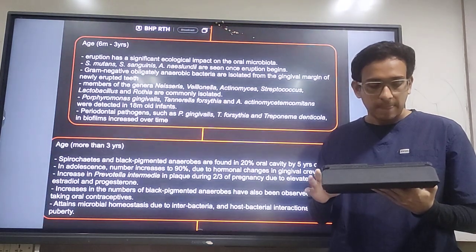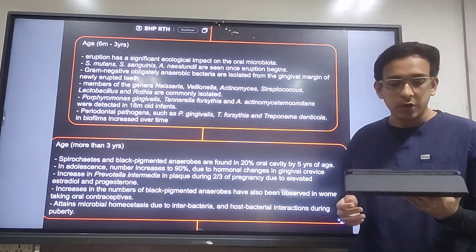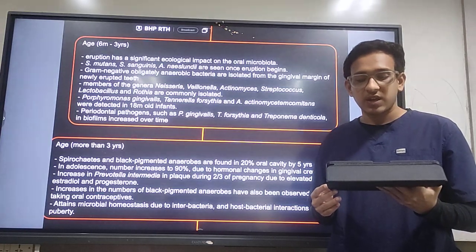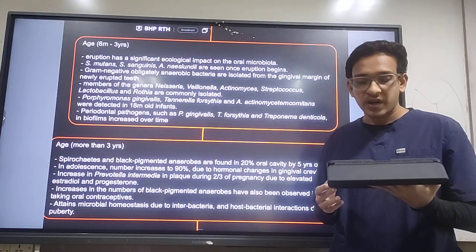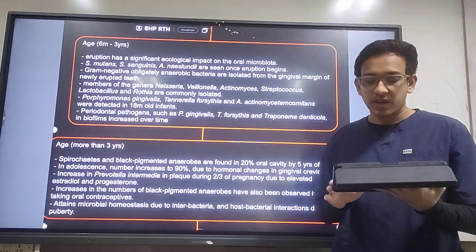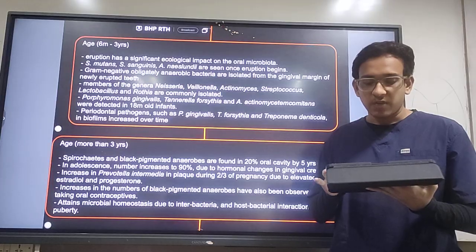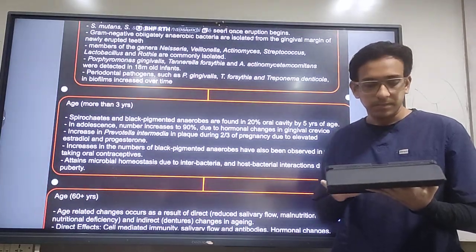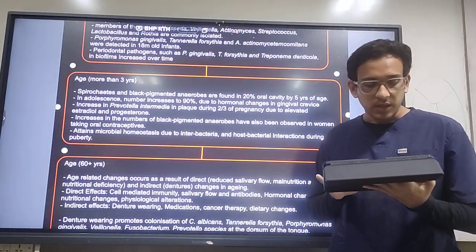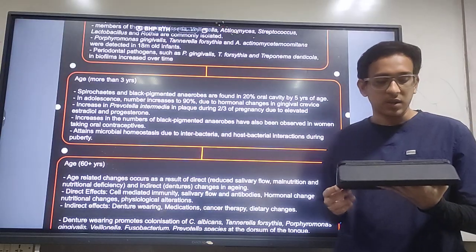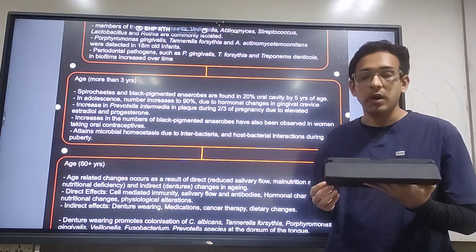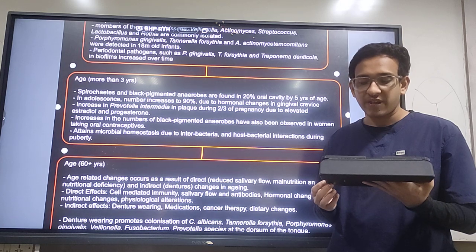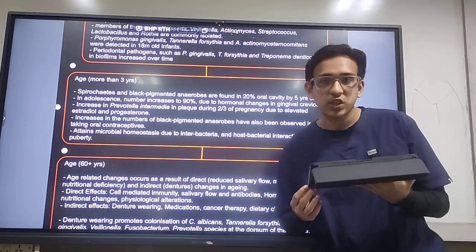Periodontal pathogens such as P. gingivalis, T. forsythia, and Treponema denticola are present in biofilms which increase over time. Then after 3 years, spirochetes and black-pigmented anaerobes are found in 20% of the oral cavity by the age of 5 years.